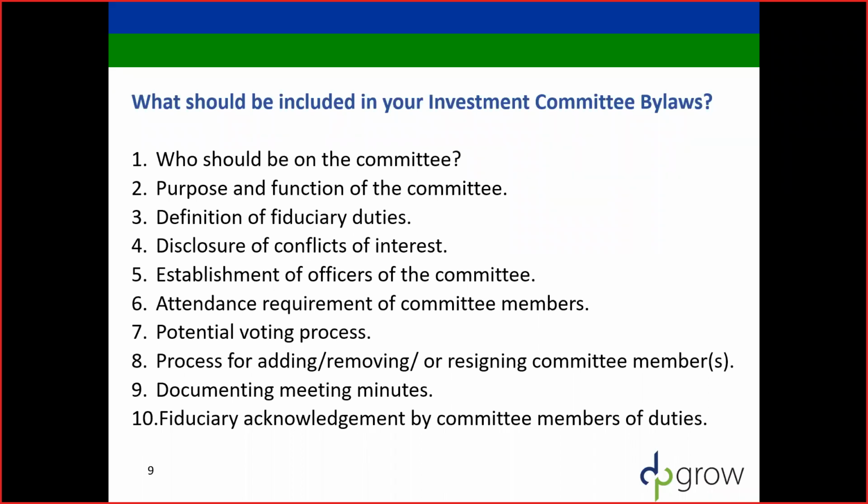Establishment of officers, attendance requirements is a good one. Having a potential voting process. This is where we usually recommend that you have an odd number of committee members, because this way we can break all the ties, right? There's always that one person that can help break the ties. And then having a process for adding and removing and resigning committee members.